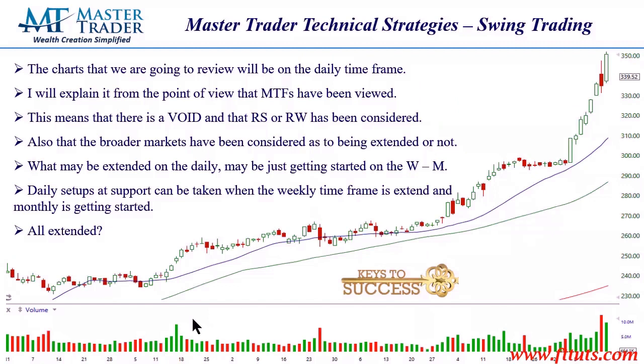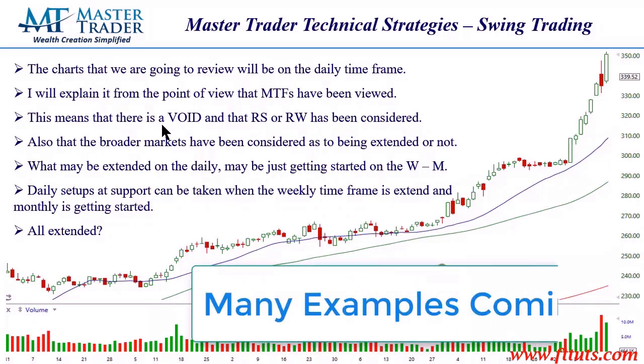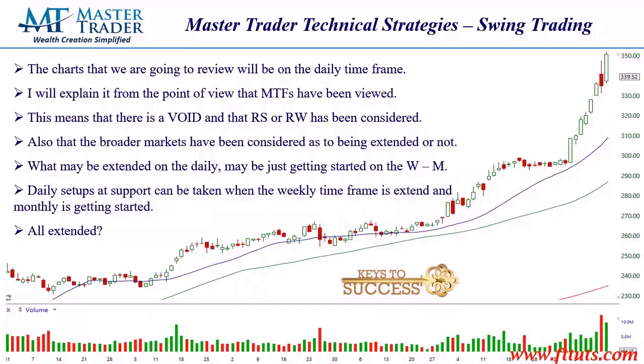As we look at these charts that we're going to review, we're going to be looking at the daily time frame, and I'm going to explain it from the point of view that we already have looked at multiple time frames. We've considered relative strength and relative weakness. We've looked at the broader markets, whether they're extended or not. It may be extended on the daily, right? That may be getting started as an M or a W. And we're looking at these daily setups, whether they're at support, can that be taken, right?